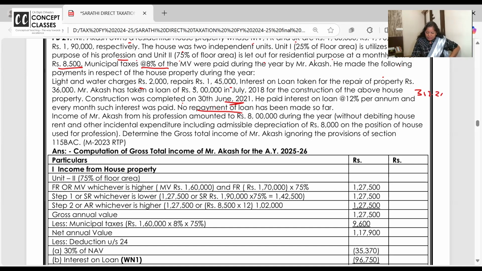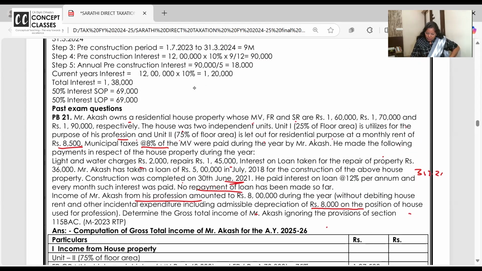Income of Akash from his profession is 8 lakh during the year. Business income is also given. Exactly like RIA wala question. ठीक है? And other incidental expenses with depreciation and all is given. ठीक है? So now, when the construction was completed, June 21.